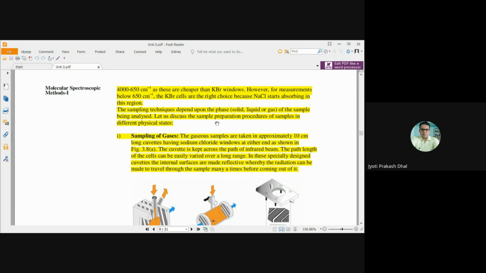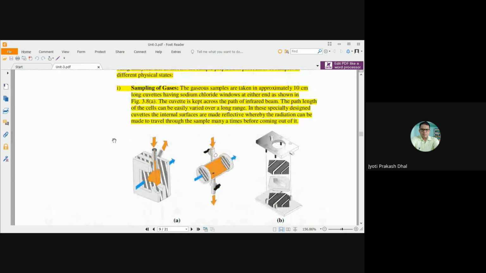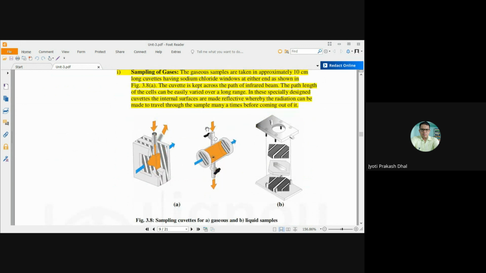Now, the sampling technique depends upon the phase of the sample to be analyzed, that may be solid, liquid or gas. First we'll discuss, if your sample is a gas sample, what is the technique. So the first one is sampling of gases. The gaseous samples are taken in approximately 10 centimeter long cuvettes having sodium chloride windows at either end, as shown in the figure.